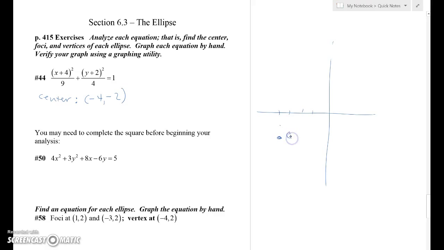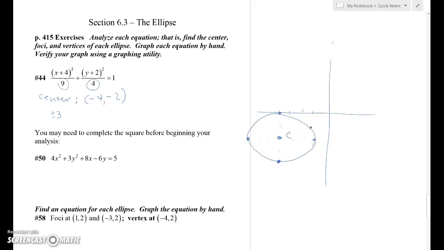So here's my center. Now I look under the x term and I see a 9. So the square root of 9 is 3. So I need to go +3 and -3 from the center. Now I can see where 2 of the points on my ellipse are. And then I look under the y squared term and I see a 4. So that tells me I need to go up 2 and down 2 and get 2 more points on my ellipse. So now I can draw it and see what it looks like.